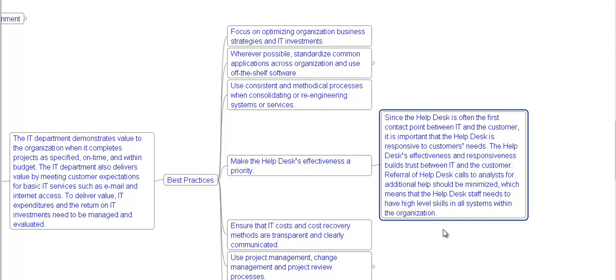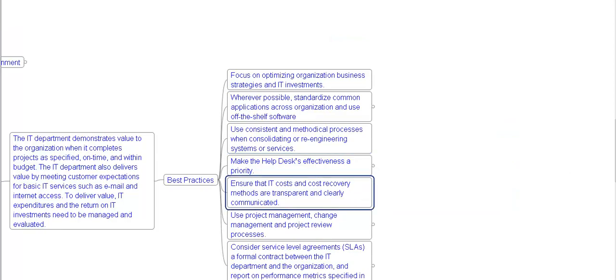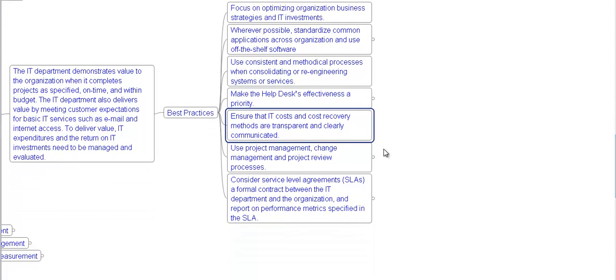The help desk effectiveness and responsiveness build trust between IT and the customer. Referral of help desk call to analysts for additional help should be minimized, which means that help desk staff need to have high level skills in all systems within the organization. Ensure that IT cost and cost recovery methods are transparent and clearly communicated. Use project management, change management, and project review process.